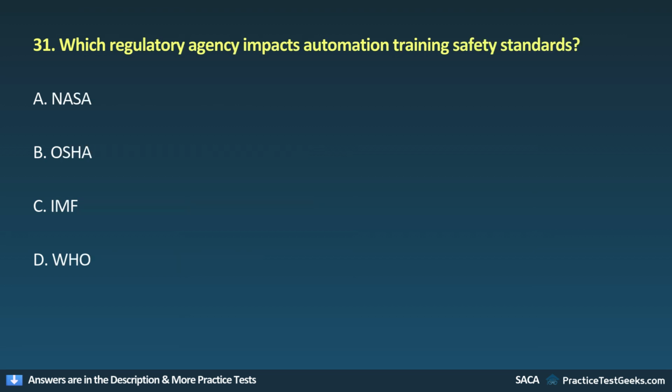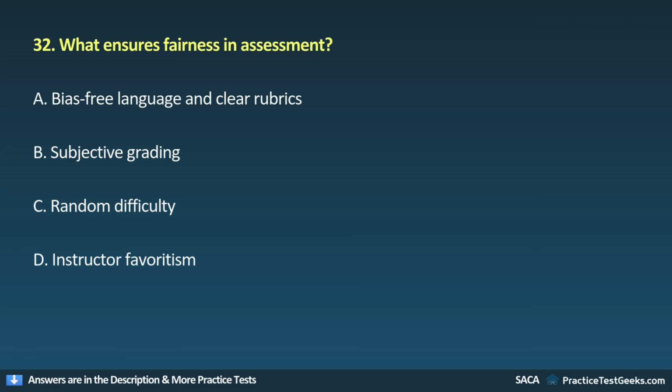31. Which regulatory agency impacts automation training safety standards? A. NASA. B. OSHA. C. IMF. D. WHO.